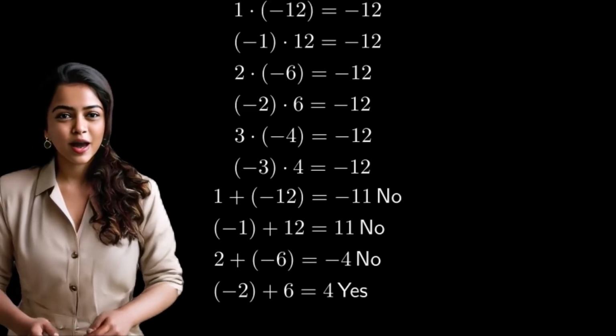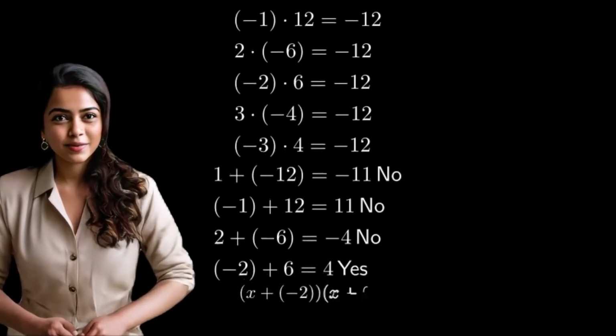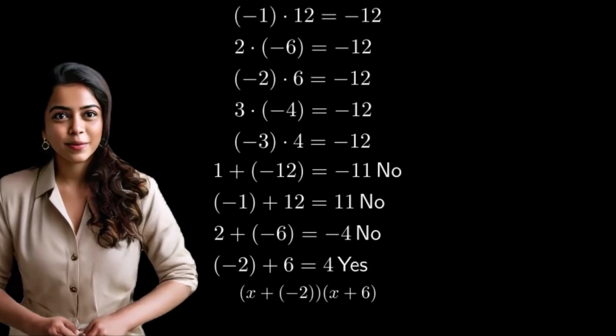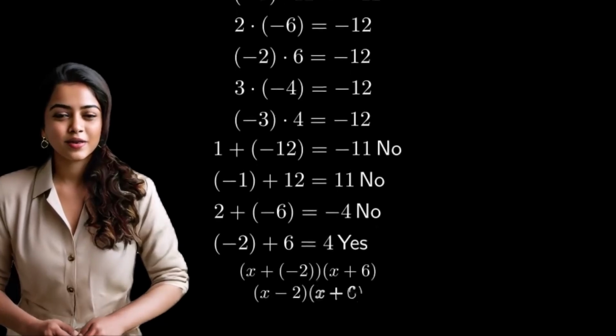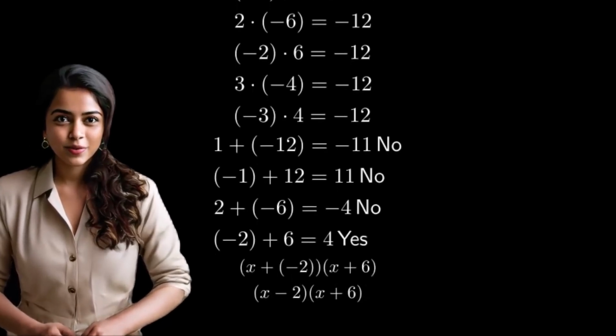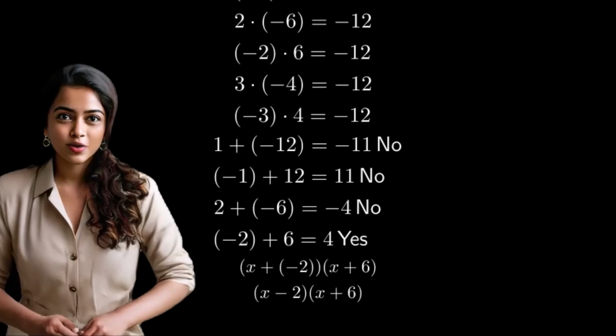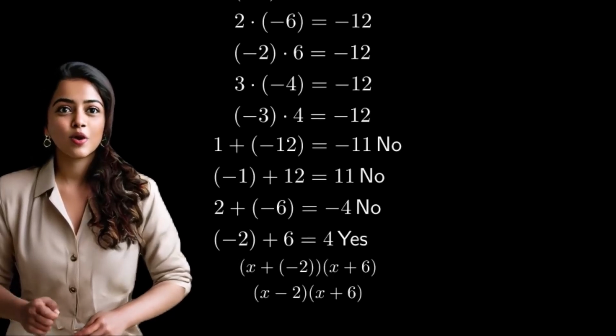Now, we can write our factored expression. We write two sets of parentheses, each starting with x, and add our numbers minus 2 and 6. This simplifies to x minus 2, x plus 6. Now, let's look at a tougher example using the magic x method.